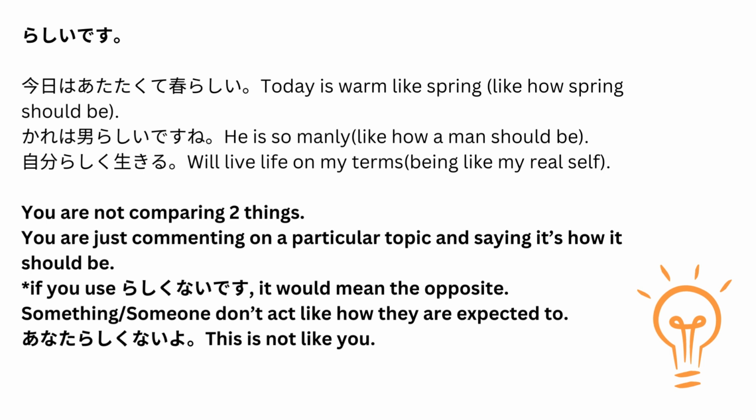Jibun rashiku ikiru. I will be myself and I will live life on my terms. So this is rashii. Here, you're not really comparing, you're commenting and saying it's how it should be. So if you use rashiku nai, it would mean the opposite. Something is not acting like how it's supposed to be. Anata rashiku nai, this is so not you. You wouldn't normally do this, but it happened to you, right?